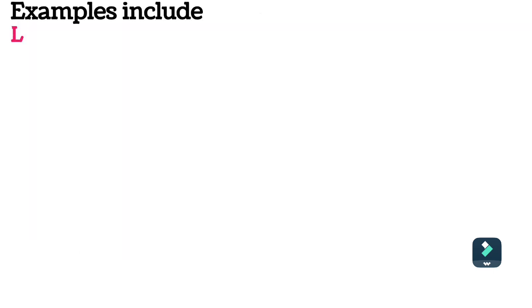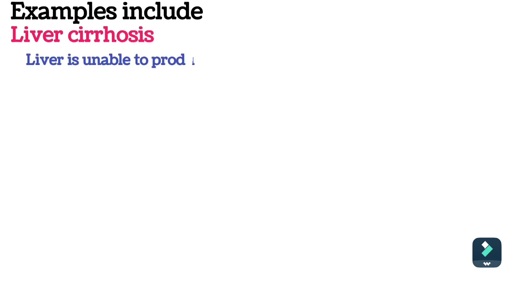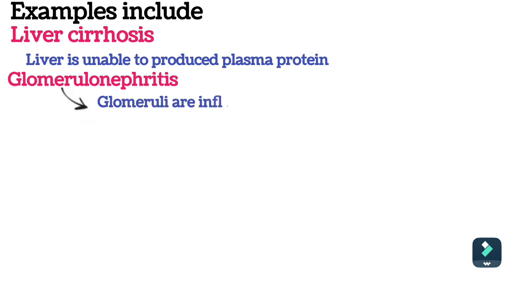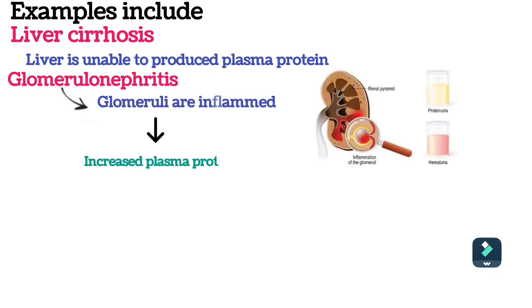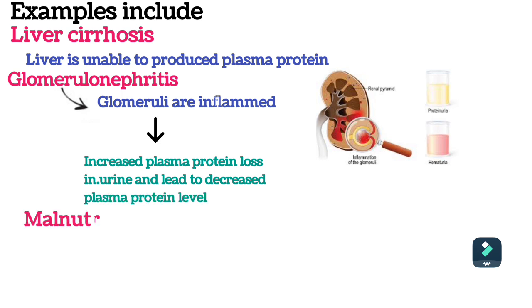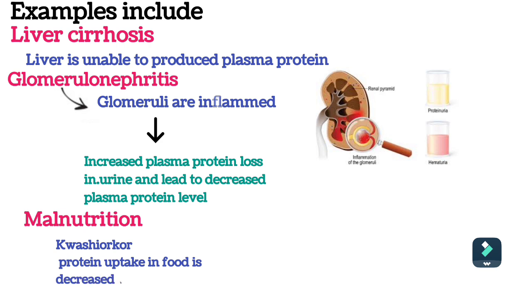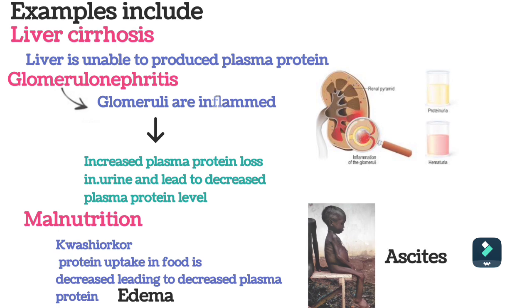Examples include liver cirrhosis. Liver cells are destroyed, so the liver is unable to produce plasma proteins. Glomerulonephritis. The glomeruli become inflamed, leading to increased plasma protein loss in the urine and decreased plasma protein levels. Malnutrition. In conditions like kwashiorkor, protein uptake in food is decreased, leading to decreased plasma protein synthesis and edema, especially ascites.